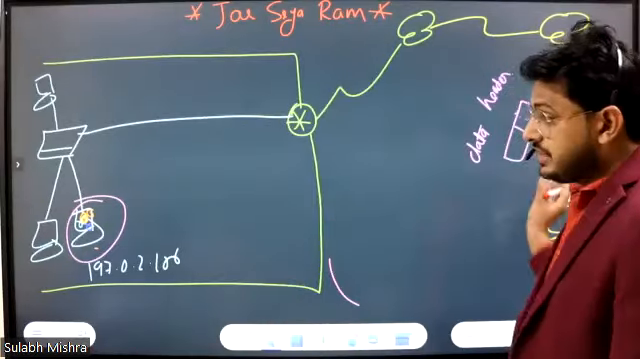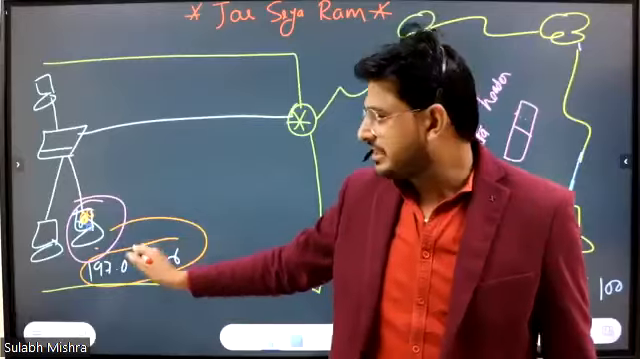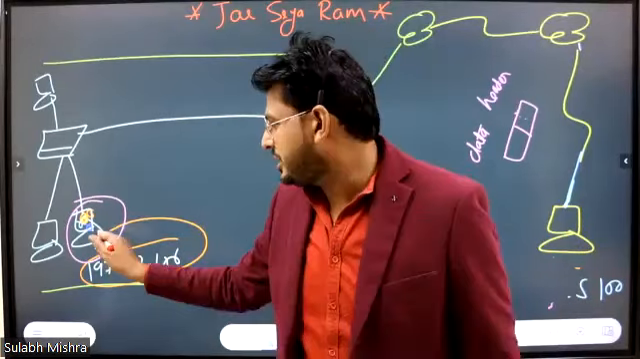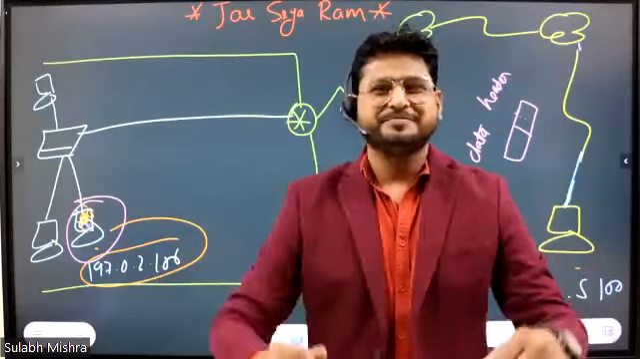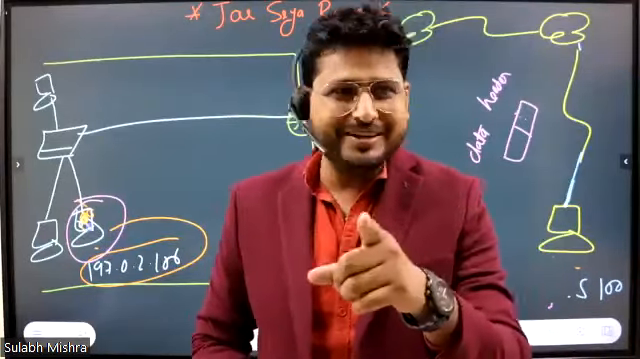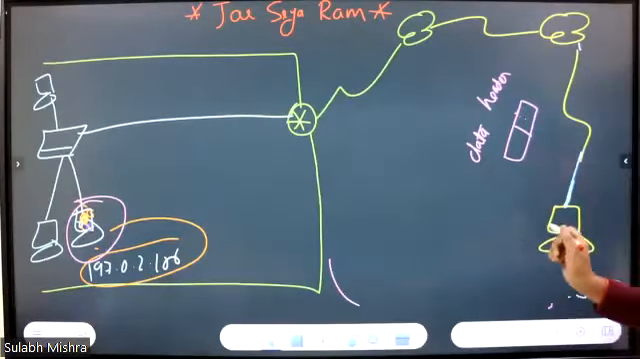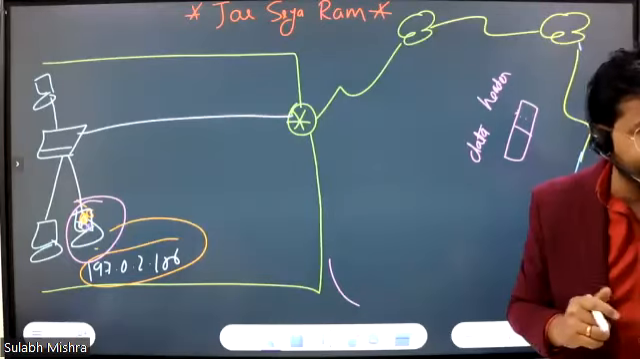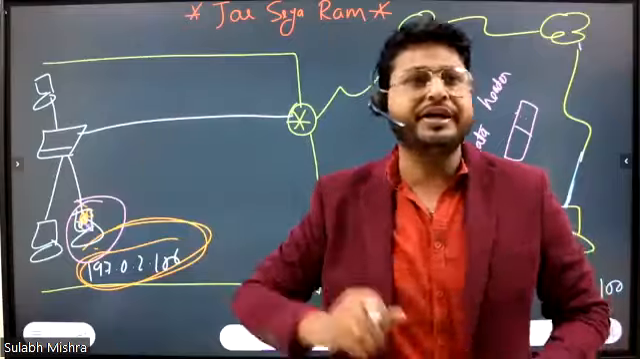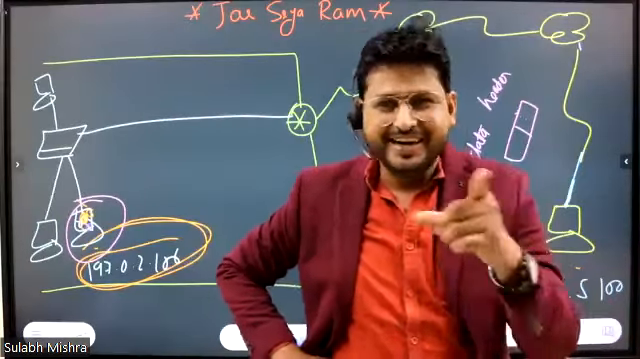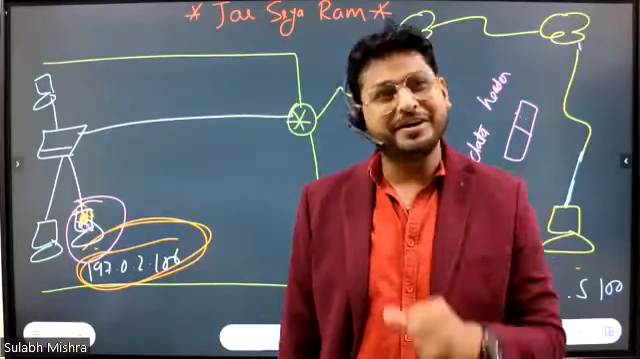If this system sends the packet only to the IP address, the system will get confused. Which application do I have to communicate with? Because there are multiple applications. Yes or no? So we have to define it here. Before I initiate the communication, I have to define, in this particular IP, on this particular system, which application I want to communicate with. Understand the point? And that we can define in terms of a port number.